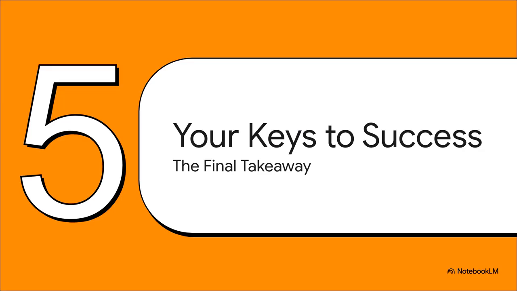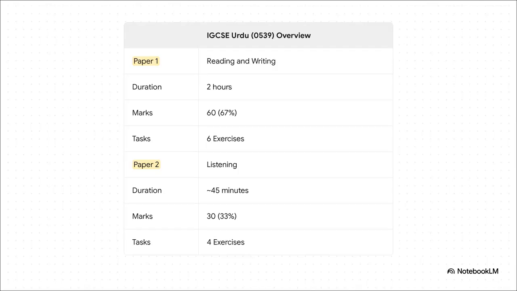Okay, so we've gone through a ton of detail. What are the absolute key things you need to walk away with? Let's boil it all down for one final takeaway. Okay, think of this as your ultimate cheat sheet. Paper 1, Reading and Writing. It's 2 hours, 60 marks, and the big one, it's 67% of your grade. Paper 2, Listening. It's quick, around 45 minutes, 30 marks, for the final 33%. You've got 6 exercises in Paper 1, 4 in Paper 2. It's as simple as that.